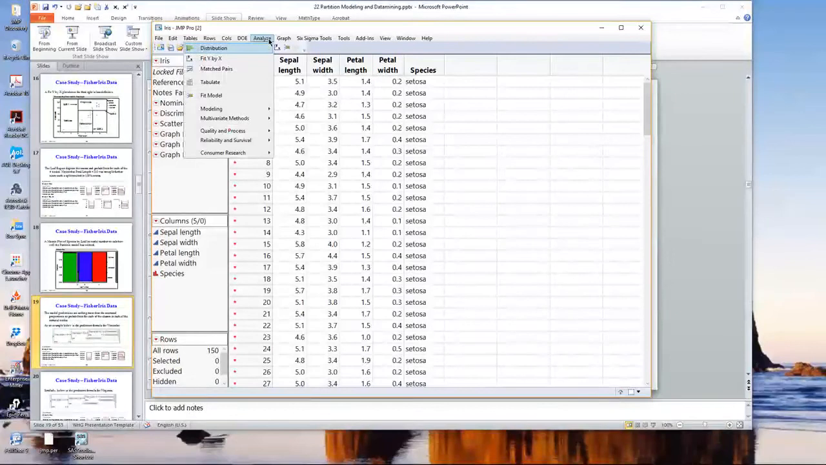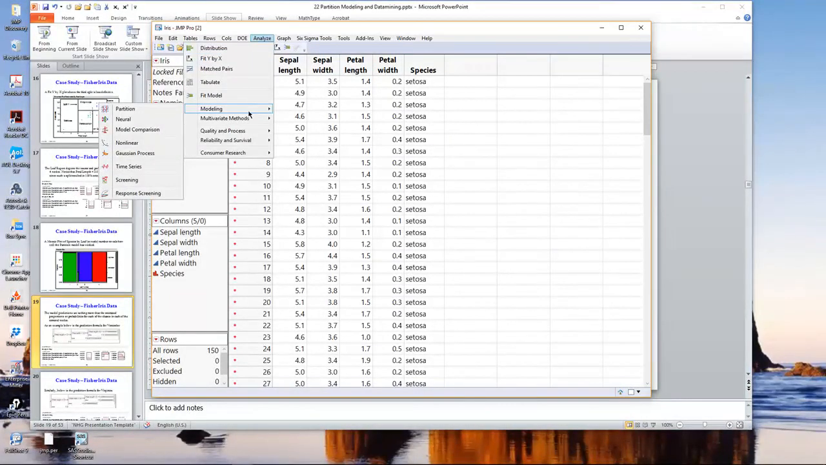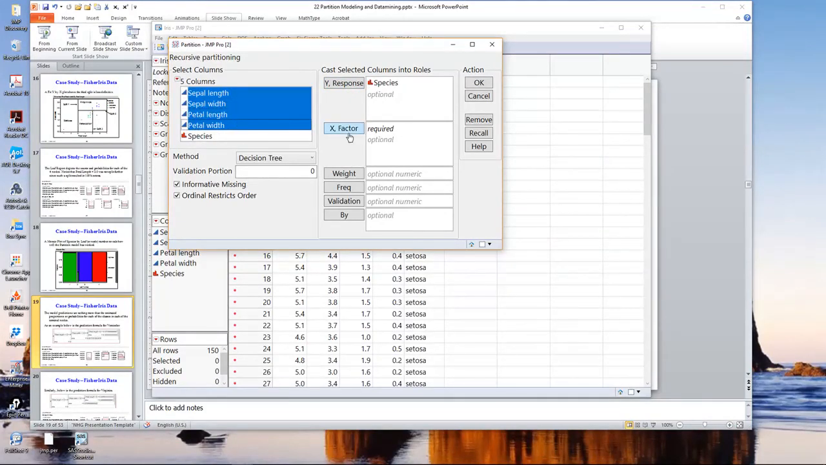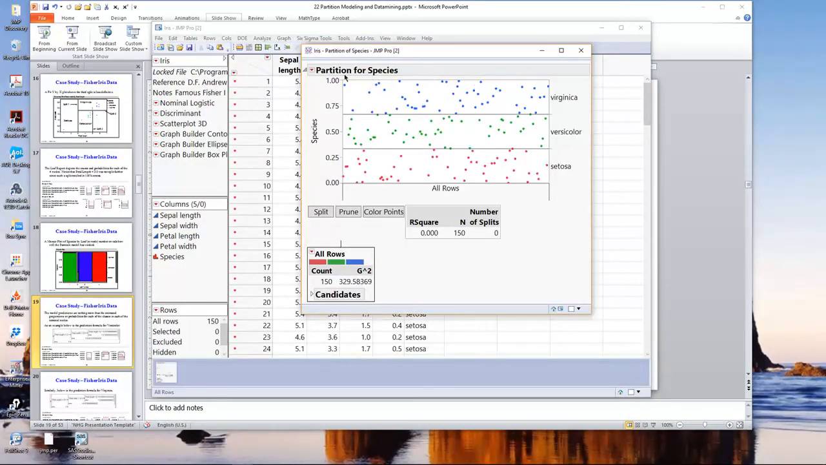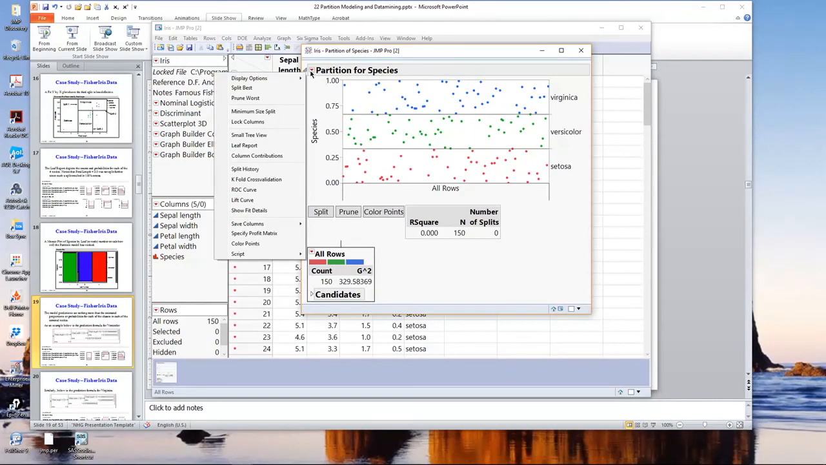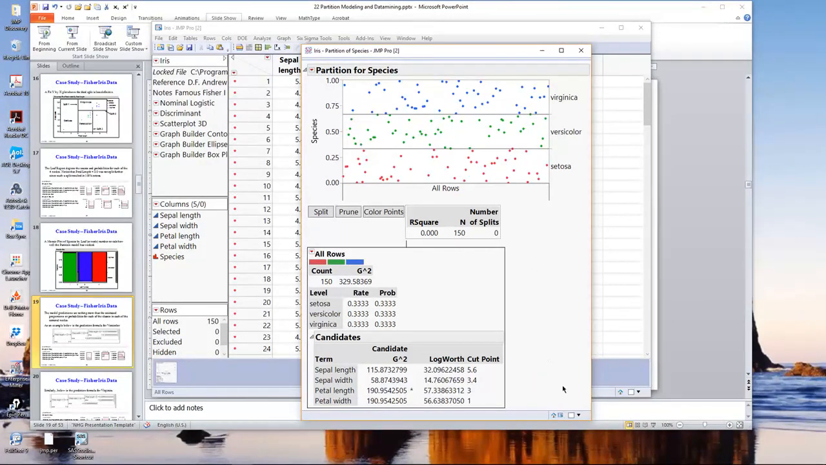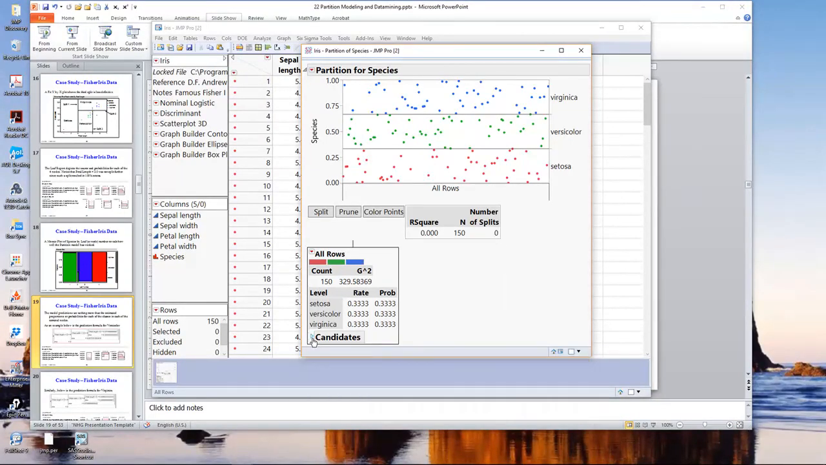So go to the Analyze menu, Modeling, and then select Partition. So our response is categorical, it's species, and then for X we'll put in our 4 predictors. Okay. And in the main report menu, once you're at the report window, in display options, I recommend you pick show split probability. Okay. So here are our candidates, and as we saw earlier, JMP is going to split on petal length.